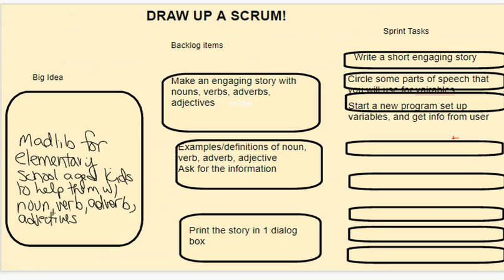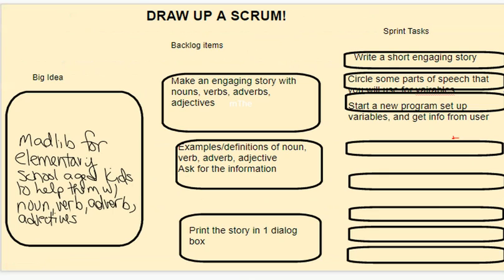And I want to print those out in a message box or something so that the kids know what they are. Or maybe I want to tell them what is a noun before I ask them to enter a noun. Maybe give them some examples. And then at the end, I want to print one final story in just one single dialog box.